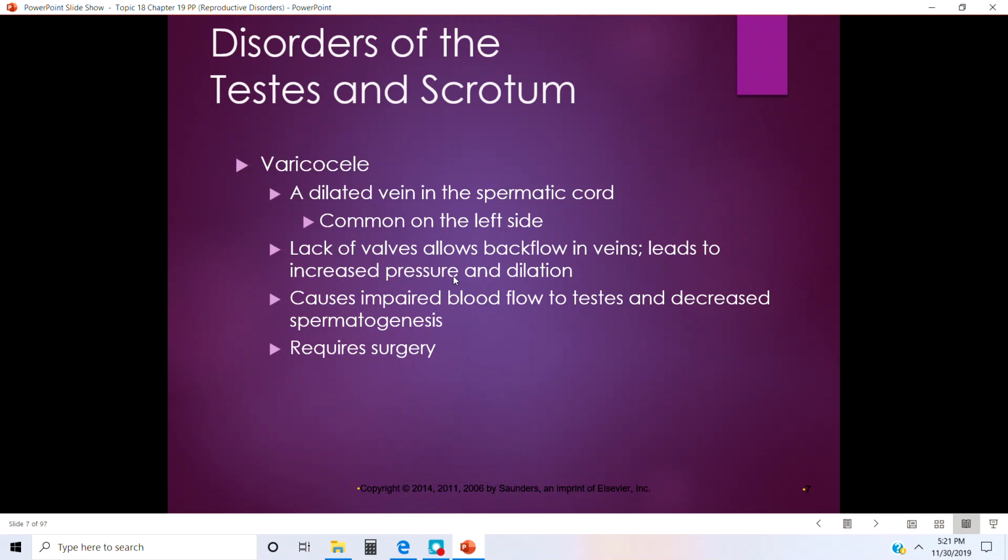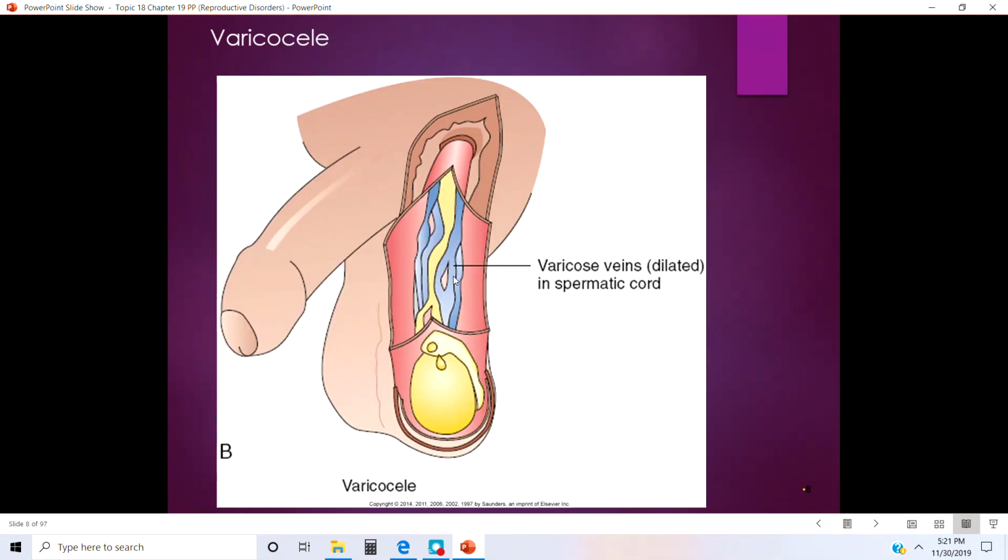Okay. The next condition is known as a varicocele, right? So varicose sounds like varicose veins, and that's kind of what this is, in a vein in the spermatic cord. Interestingly enough, I put here it's more common on the left side. So let's take a look at that.